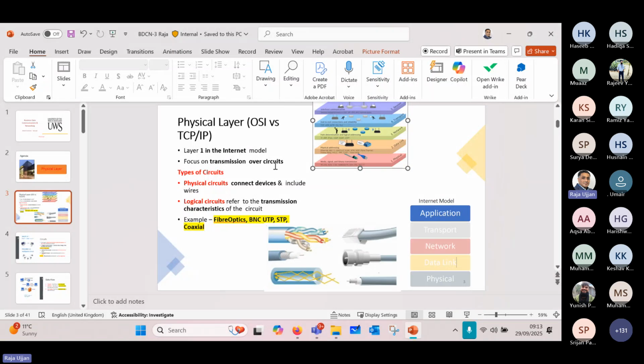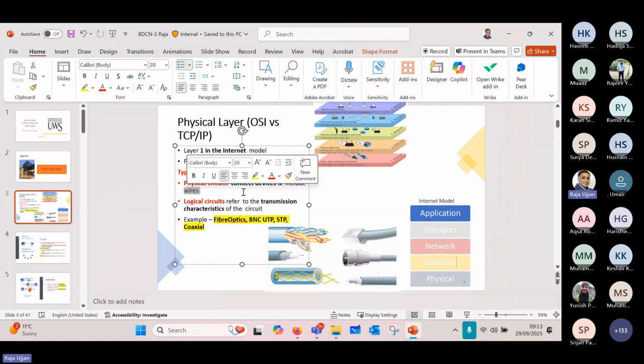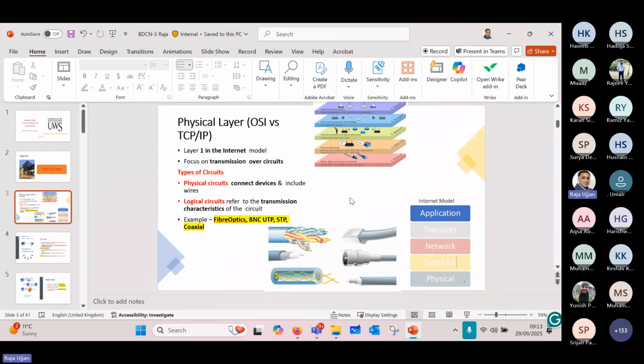Transmission over circuits can be categorized as physical circuits and logical circuits. Physical means we have a definitive connection with wires. Let's say you are connecting 10 routers, 10 switches, or maybe 20 PCs with one router. We say this is a physical circuit, because anything connected with wires is a physical circuit, like a physical network.